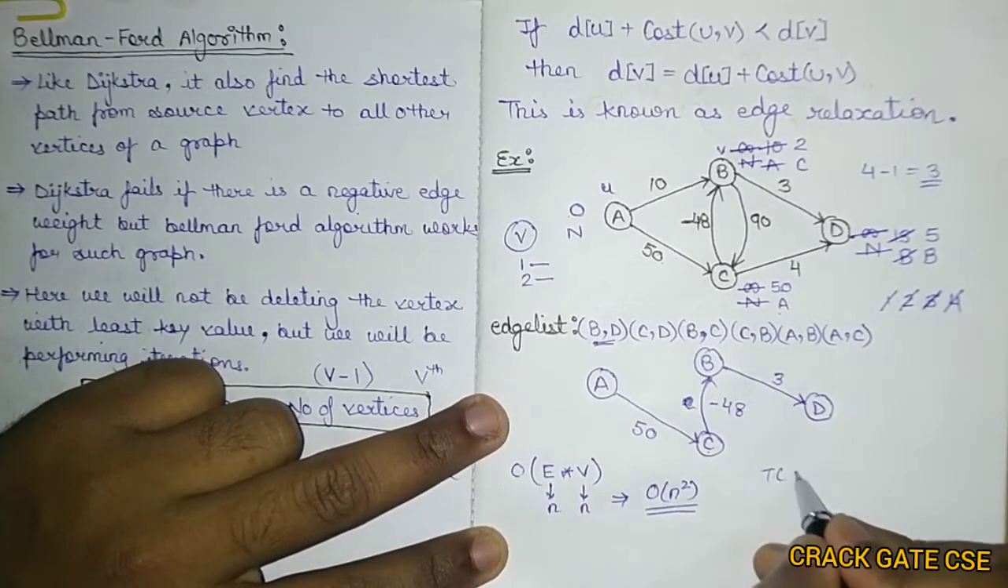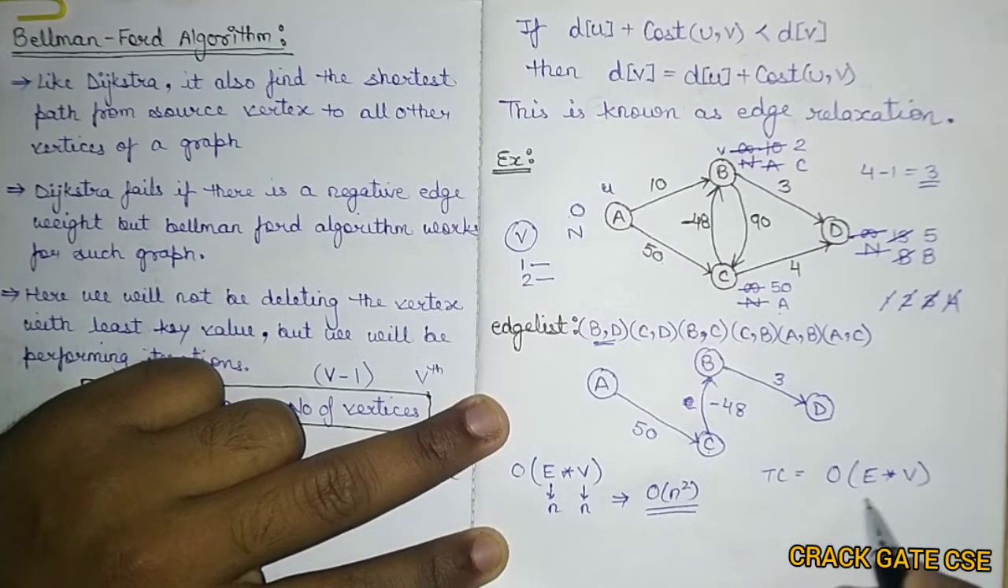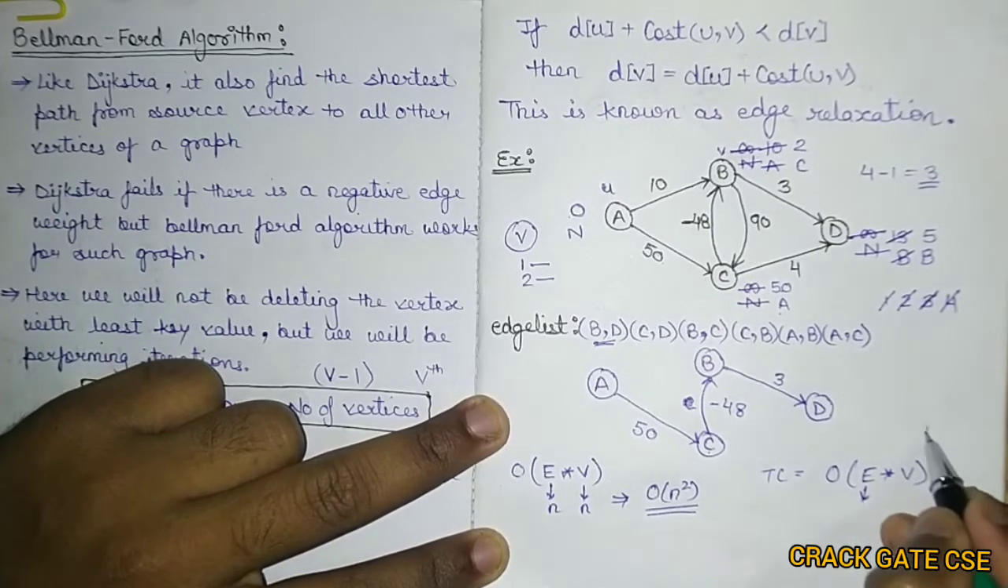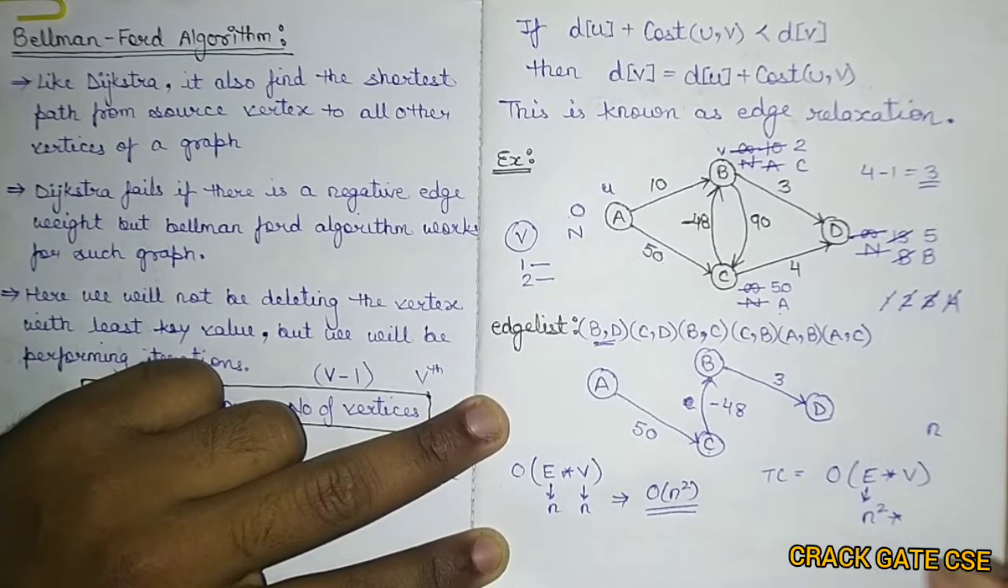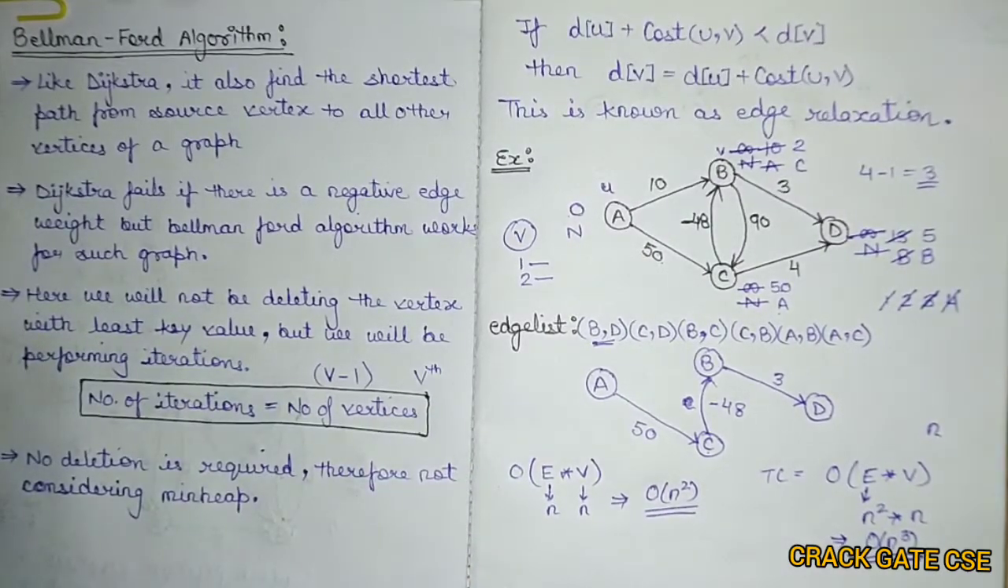Then the time complexity will be the same, E into V. But this E, if there are n vertices, will be n square, because this is the formula I explained earlier, and this V is n. So now the time complexity is order of n cube. So that's how you can see how time complexity varies according to the number of edges. Now let's consider one more example to understand the limitations of this Bellman Ford algorithm.